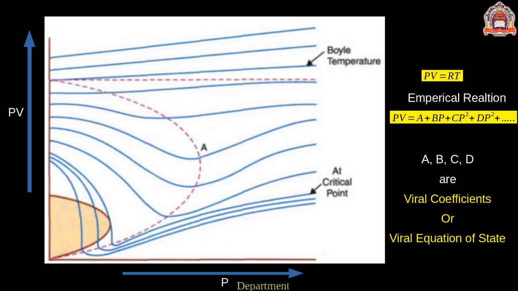The temperature at which the virial coefficient B is equal to 0, here it happens here, so B is equal to 0, is called the Boyle temperature for the given gas. Because at this temperature, the gas follows Boyle's law up to very high pressure, provided the coefficients C and D are negligible. So PV is equal to constant.